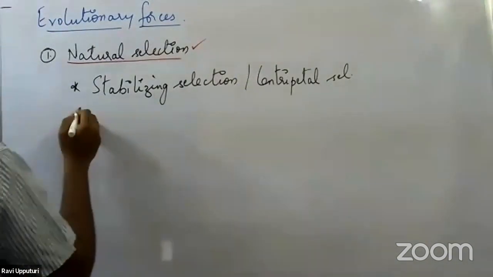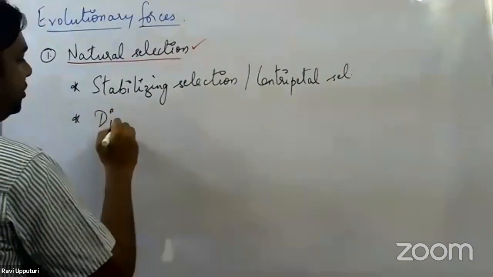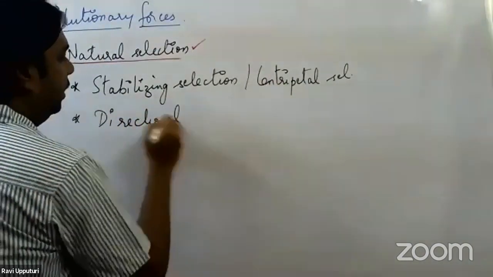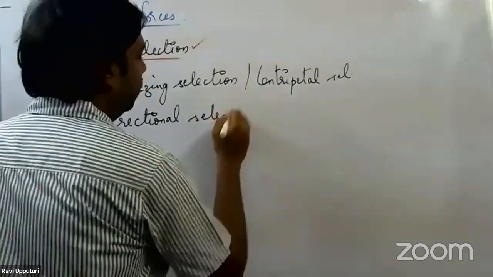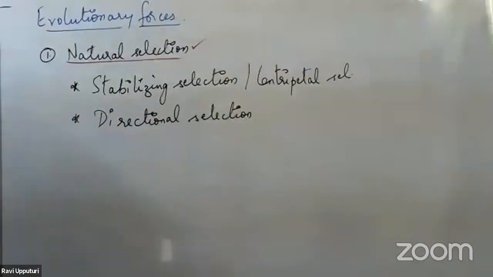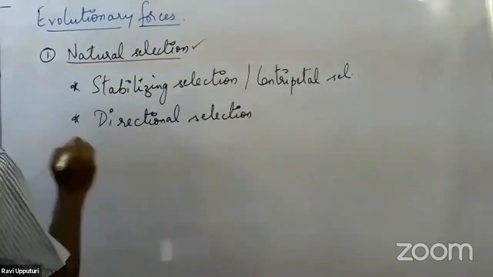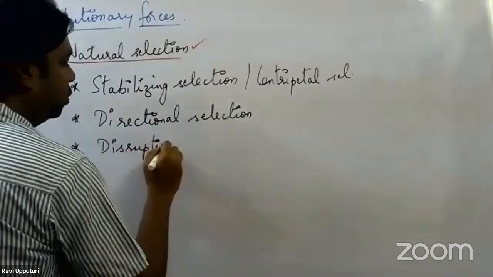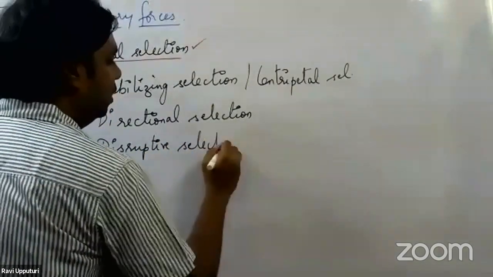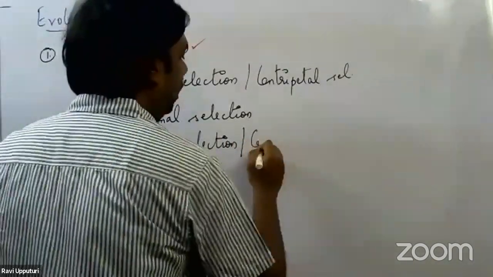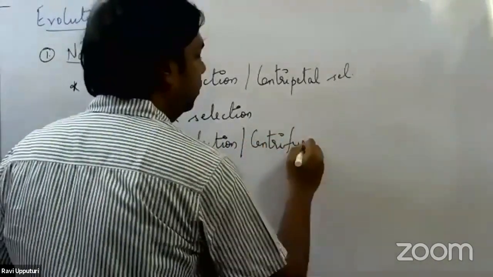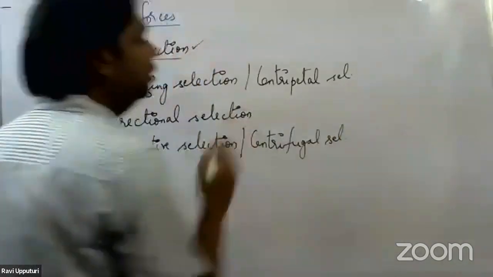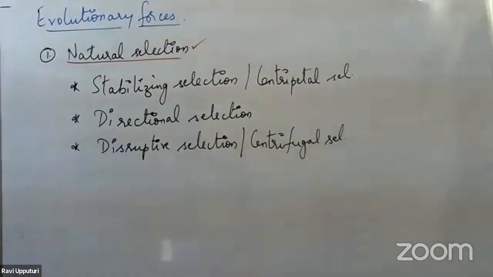The second type of selection we'll be studying is called directional selection. The third type of selection is called disruptive selection, and this disruptive selection is also called centrifugal selection. So these are the 3 different types of selection we'll be studying under one of the major evolutionary forces, which is natural selection.